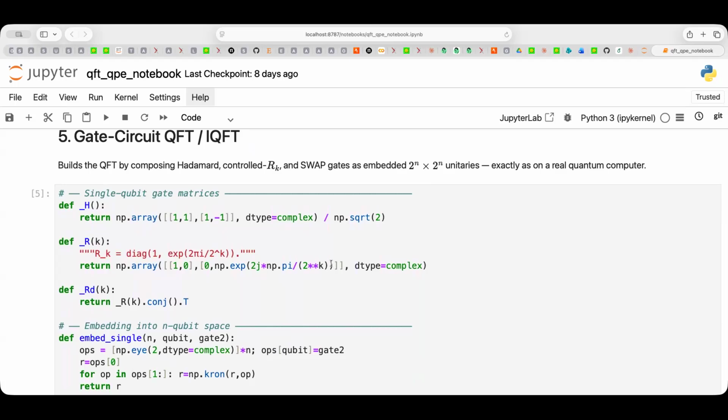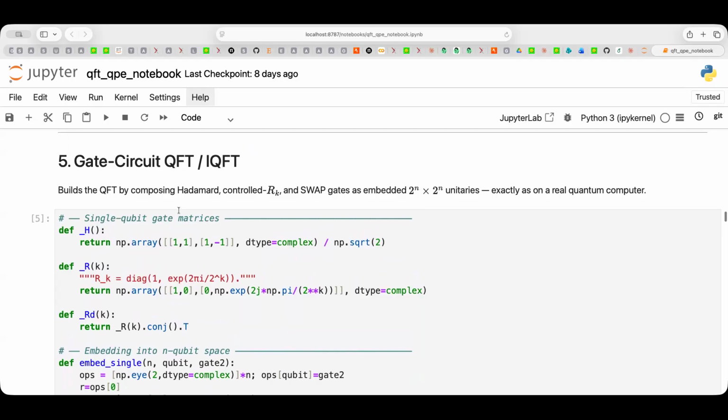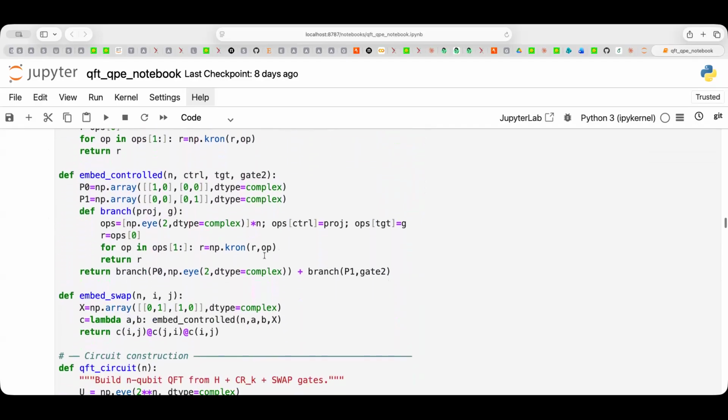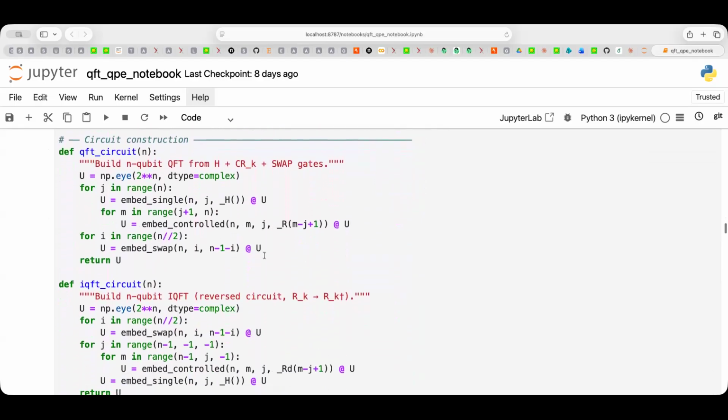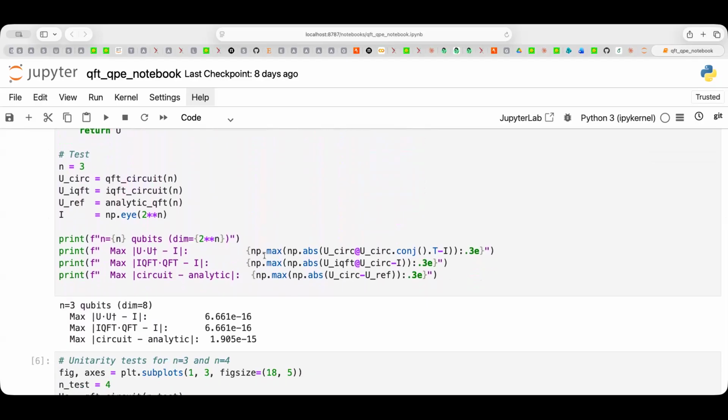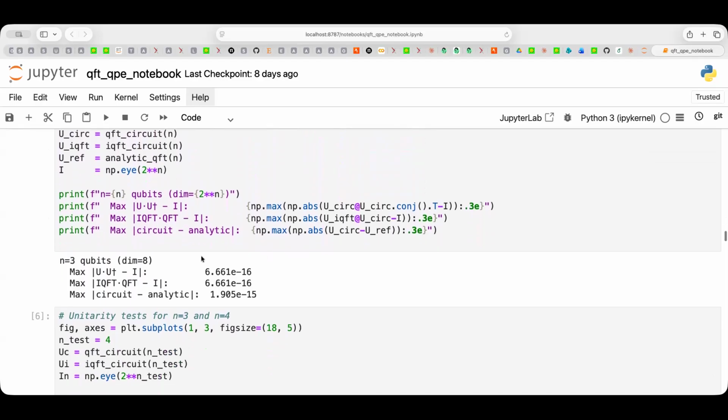You can look at these codes if you want to, and you can see now that the gate circuits QFT builds the QFT by composing Hadamard, controlled R-k rotation gates and swap gates. And yeah, you can take a look at these codes if you want to. This could be useful if you want to make your own quantum Fourier transform and your own QPE algorithm. And you can see the tests here which pass as well.